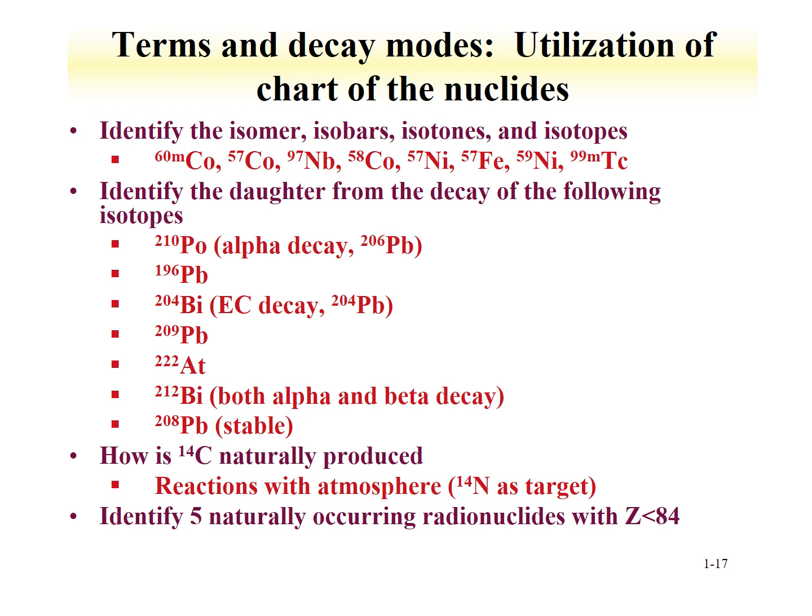You should be able to identify the daughter from the decay of the following. So if you were given an isotope and look up the chart of the nuclides, you should be able to indicate what is the daughter of that decay. For instance, bismuth-212 decays by both alpha and beta, and some isotopes, well, lead-208 is stable. You should be able to identify that it is stable.